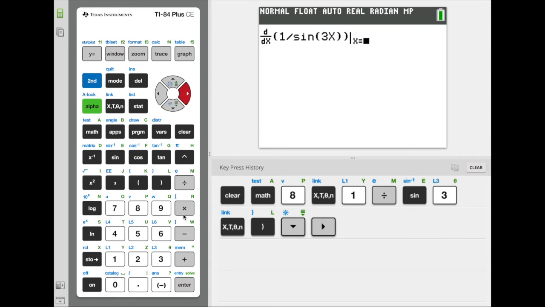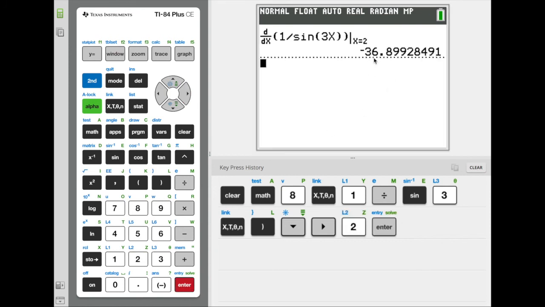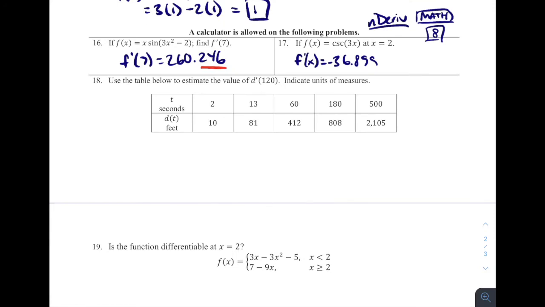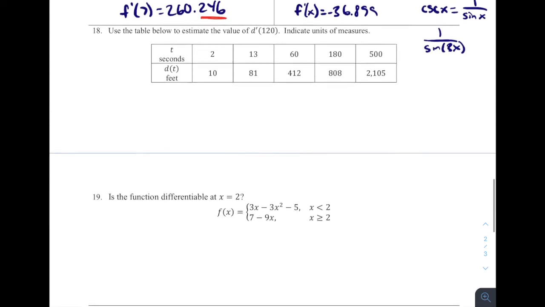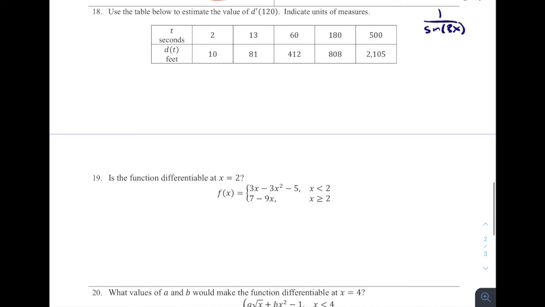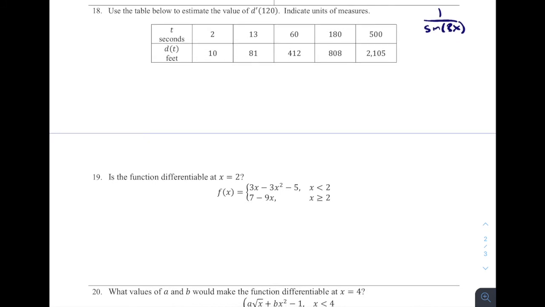And we want to know when x is equal to 2, so if we take that derivative, we're going to get negative 36.899 rounded to 3 digits after the decimal place. My only reminder for you for this one is that cosecant, right? There's no button for cosecant on your calculator, so we need to remember that cosecant is 1 over sine of x. That's number 17. Number 18, use the table below to estimate the value of d prime of 120.